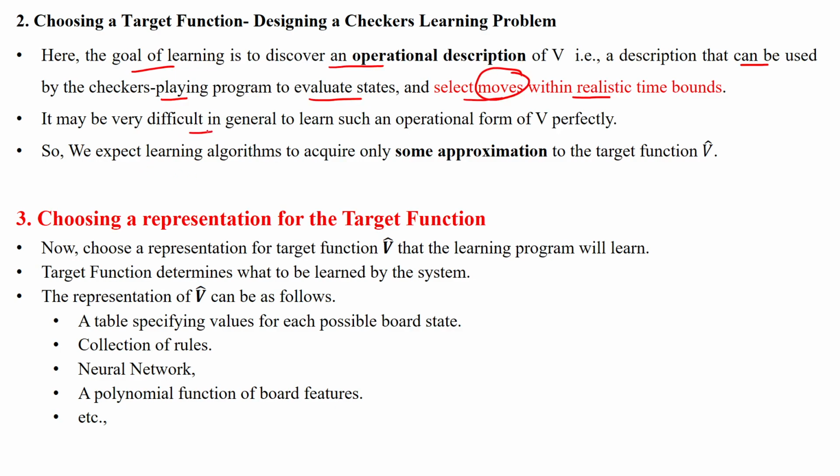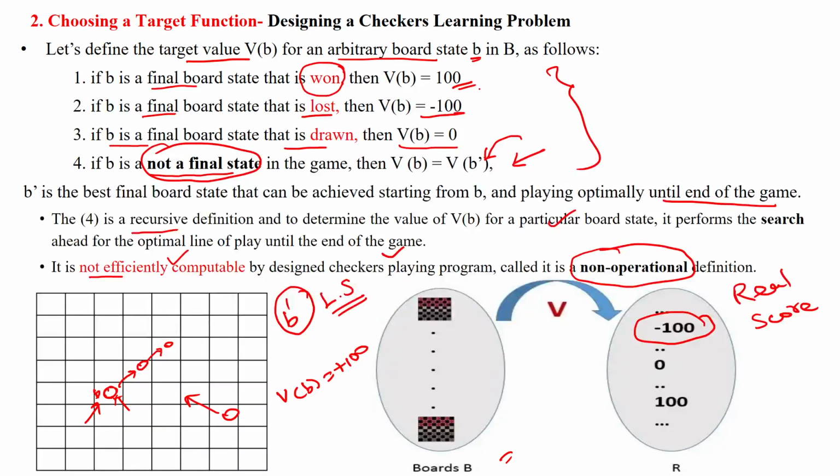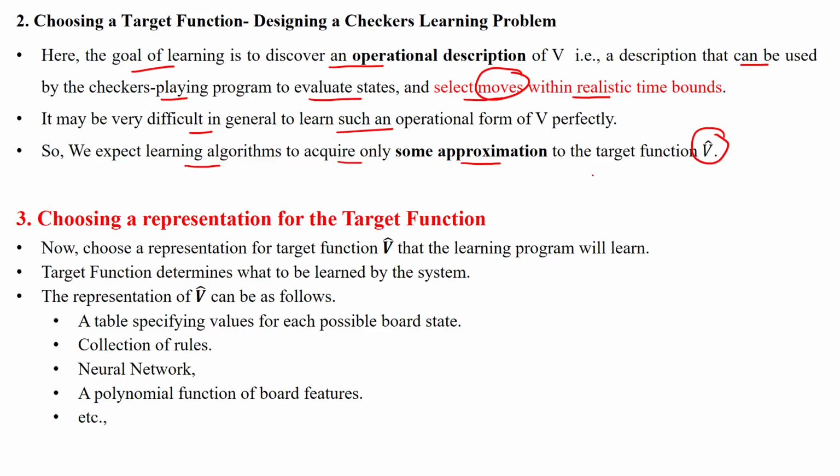It may be very difficult in general to learn such an operational form, that is, to make the movement within the time bound is somewhat difficult. So we expect learning algorithms to acquire only some approximation of the target function, V cap. That means, suppose the target function value 100 is given in the data set, but we cannot get the accurate value 100. We may get 101 or 99, close to that value. That is the approximate value that can be found by using an approximate learning algorithm.